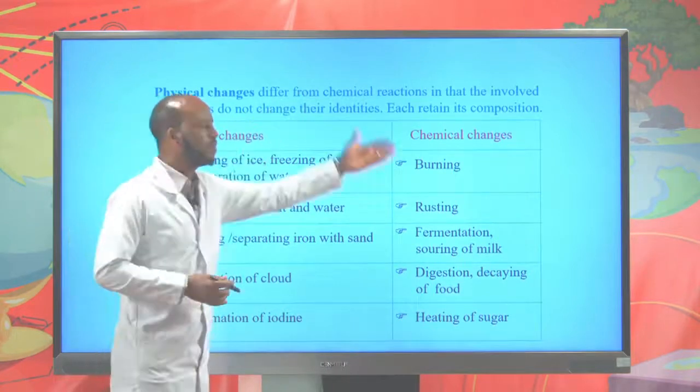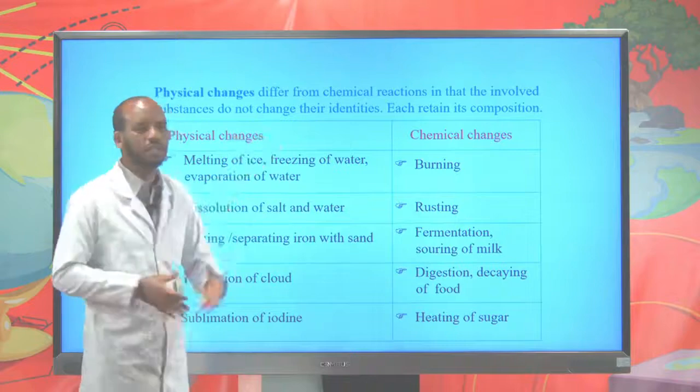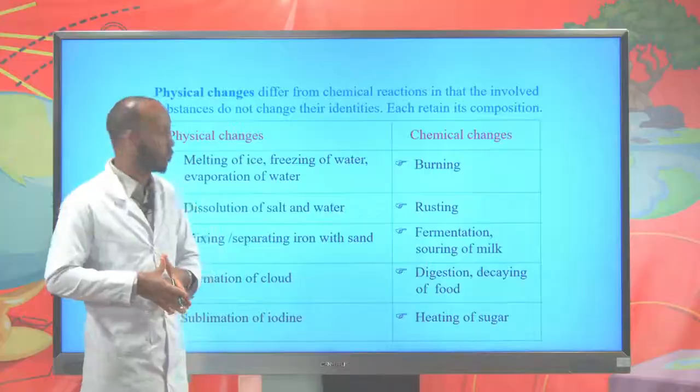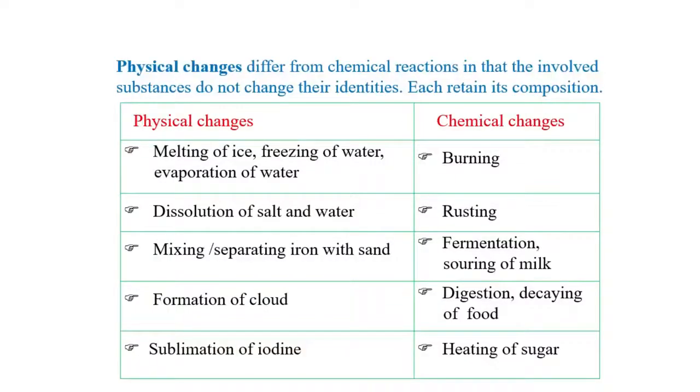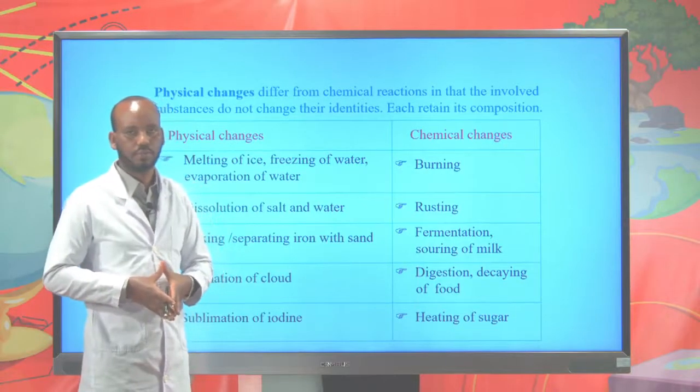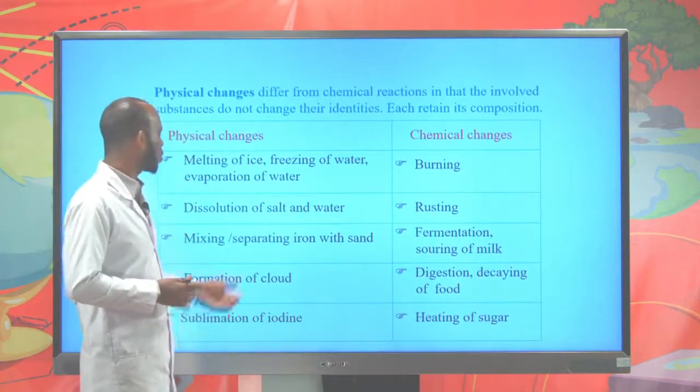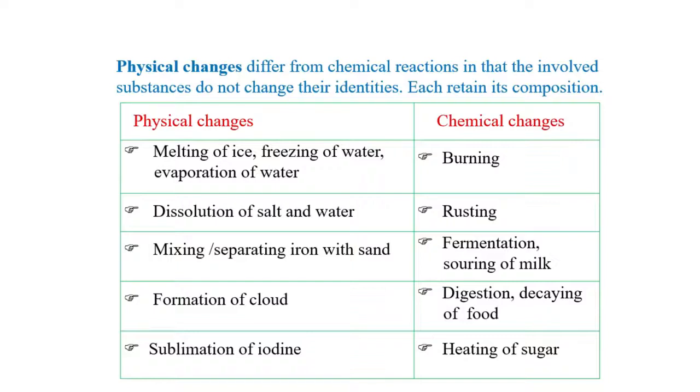These are some examples of chemical and physical changes. Change of states is an example of physical change. Melting of ice, freezing of water, evaporation of water, dissolution of salts in water, formation of solution is an example of physical change. Mixing or separating iron with sand, formation of cloud, sublimation of iodine. Again, this is change of states. All these are examples of physical changes.